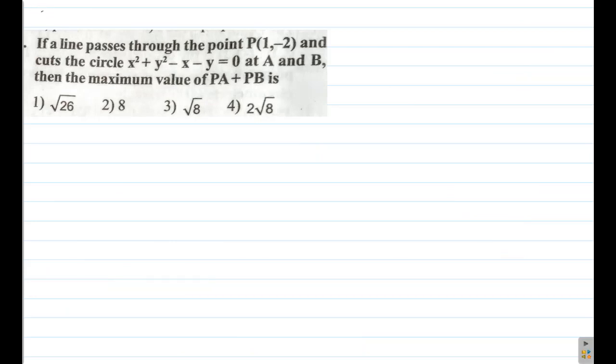Okay students, our next problem, C11. If a line passing through the point P(1, -2) cuts the circle x square plus y square minus x minus y equal 0 at A and B, then the maximum value of PA plus PB should be found now. Maximum value. So first of all, I want to draw the diagram. By using the power of a point concept, you can say that P(1, -2) is outside the circle. Say this is P here, (1, -2).